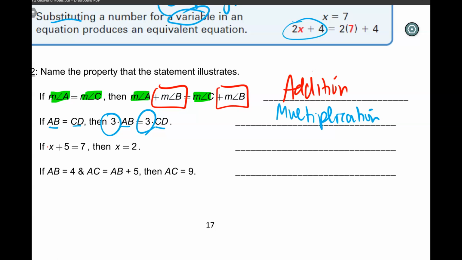Okay, so I go from x plus 5 equals 7 to x plus 2. So what I did, it looks like I subtracted 5 from both sides. So this is the subtraction property.